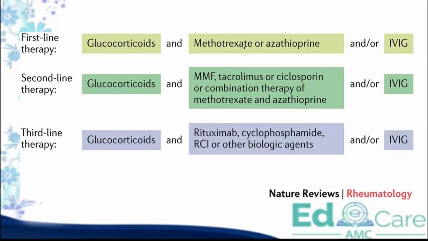So first line was either one of these two. Second line, you can go for both together, right? And then third line is the MAB therapy, right? In all three, you can consider IVIG to treat the acute phase. If it's really severe, you want it to come down to a level that can be managed by oral drugs, so you can give a course of IVIG.